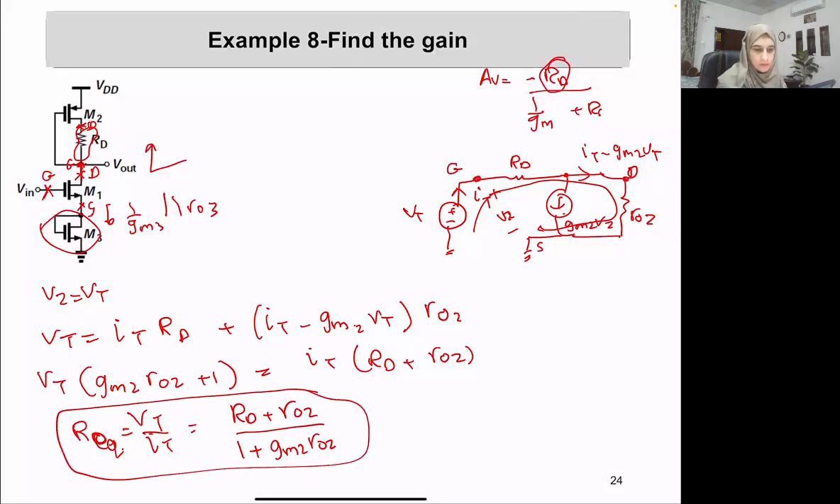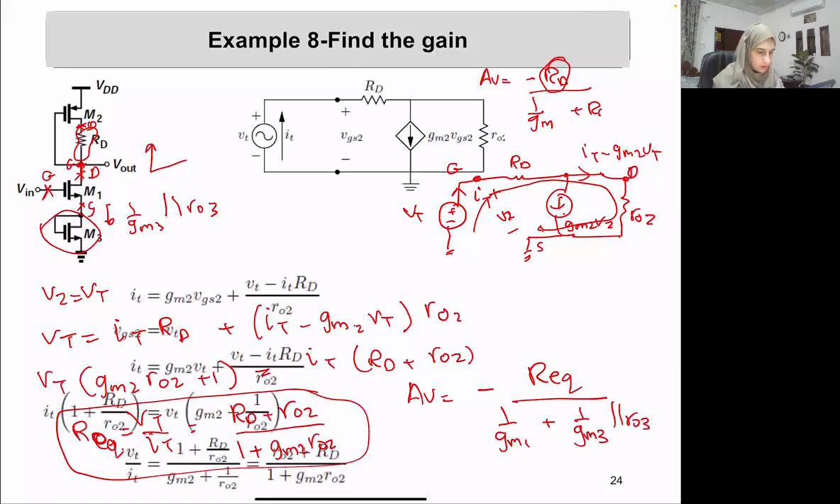So this is the impedance that we see up there, that we should be replacing with this value of the RD here. So the gain will equal minus this impedance R equivalent divided by 1 over GM1 plus RS. What is our RS? 1 over GM3 in parallel with the R out 3. All these steps are summarized here.